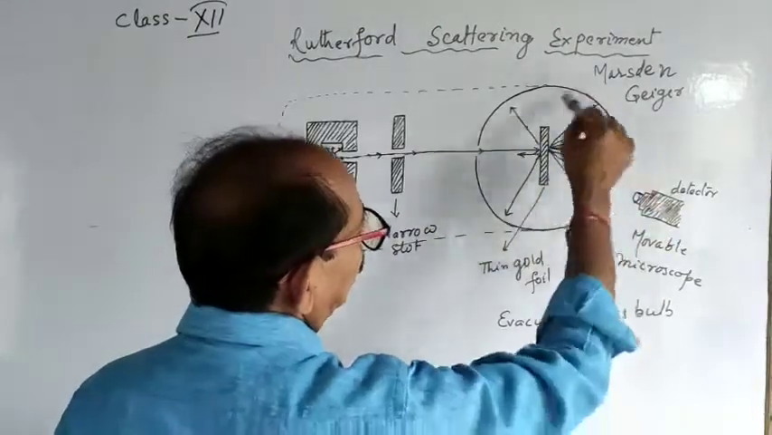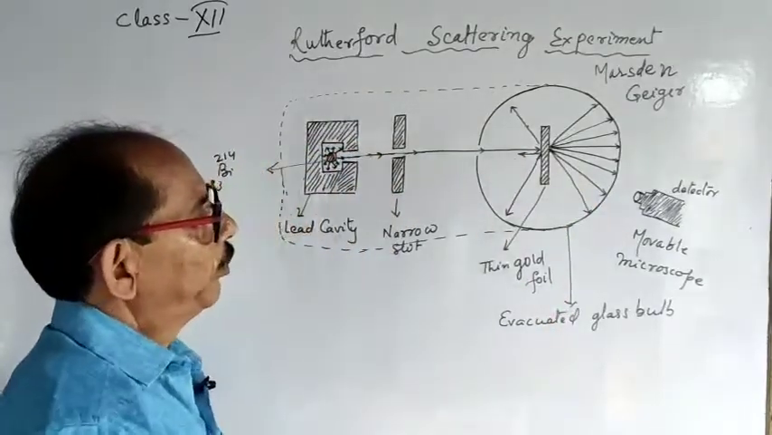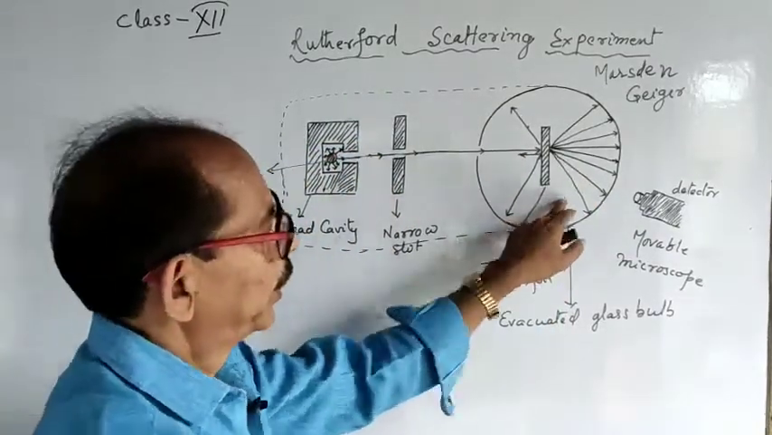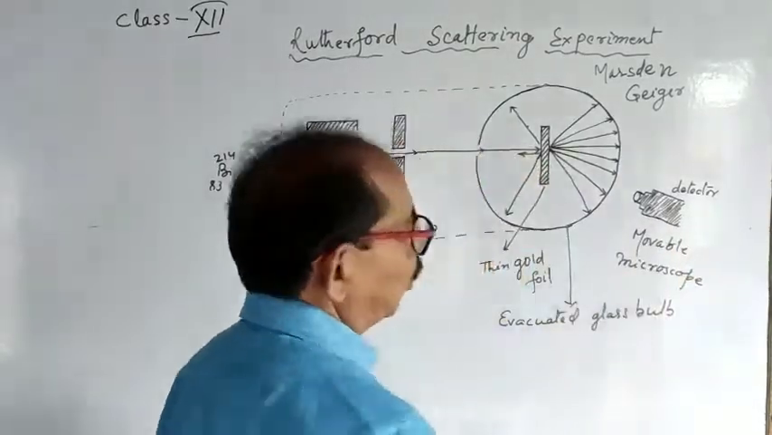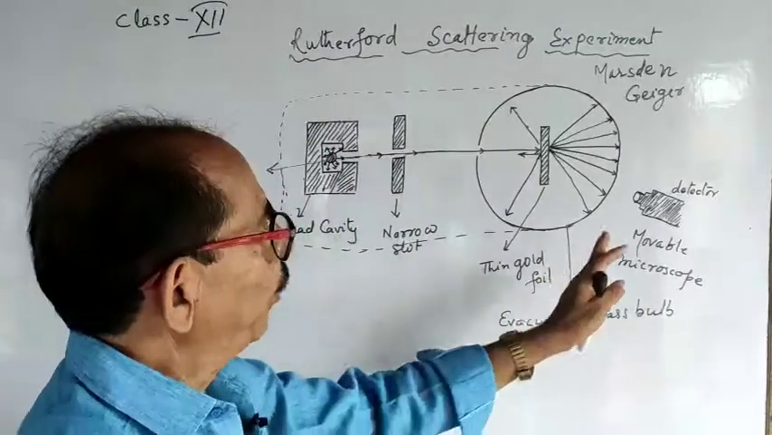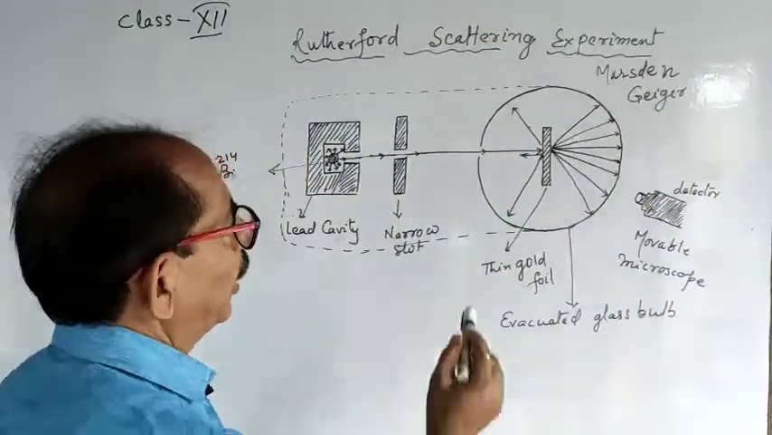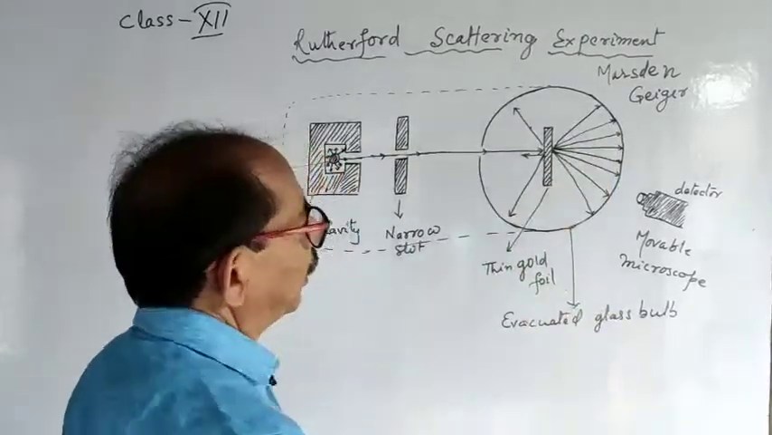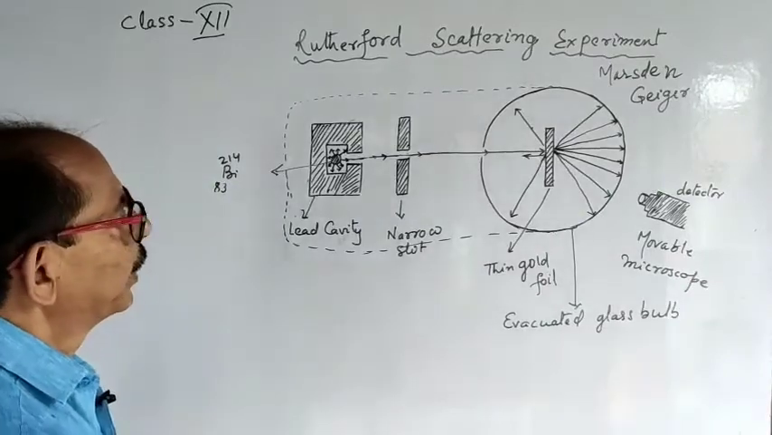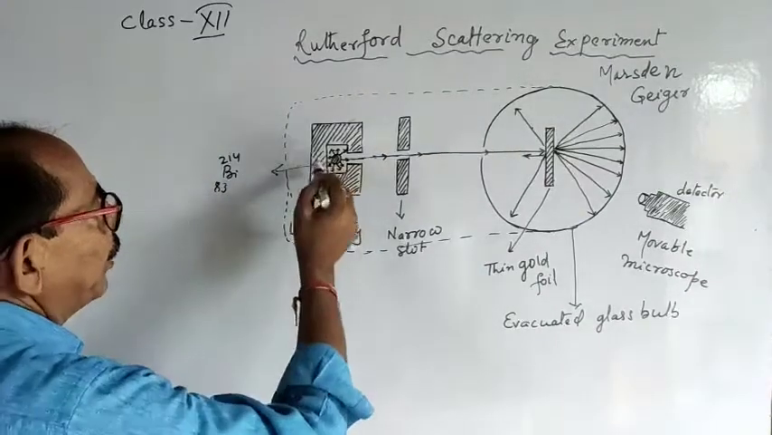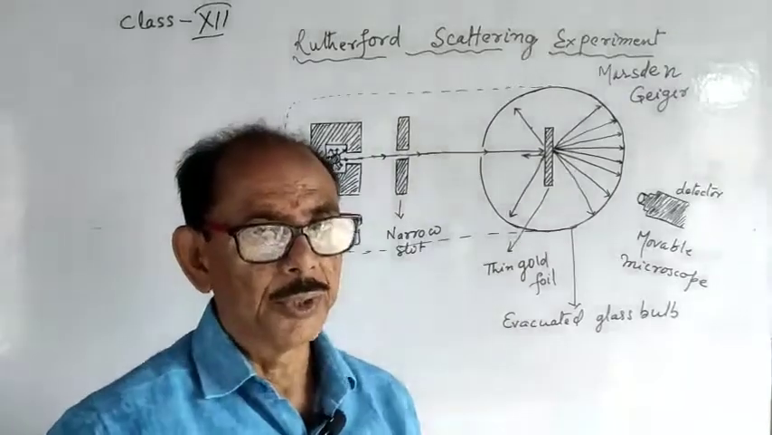In the center of the glass tube, a thin gold foil is situated. This is the detector, also called the movable microscope, by which it was observed how the alpha particles are scattered through the gold foil. In the cavity, alpha particles are produced.